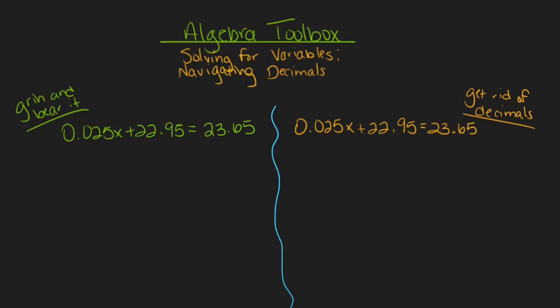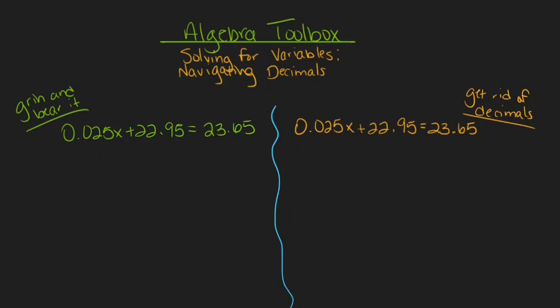I'm Amy and today we are going to talk about two methods that you can use for solving for variables in equations that contain lots and lots of decimals, especially when the coefficient in front of your variable is also a decimal. While I say two methods, there's really only one method that causes us to change anything, I should say, because our first method is just to grin and bear it.